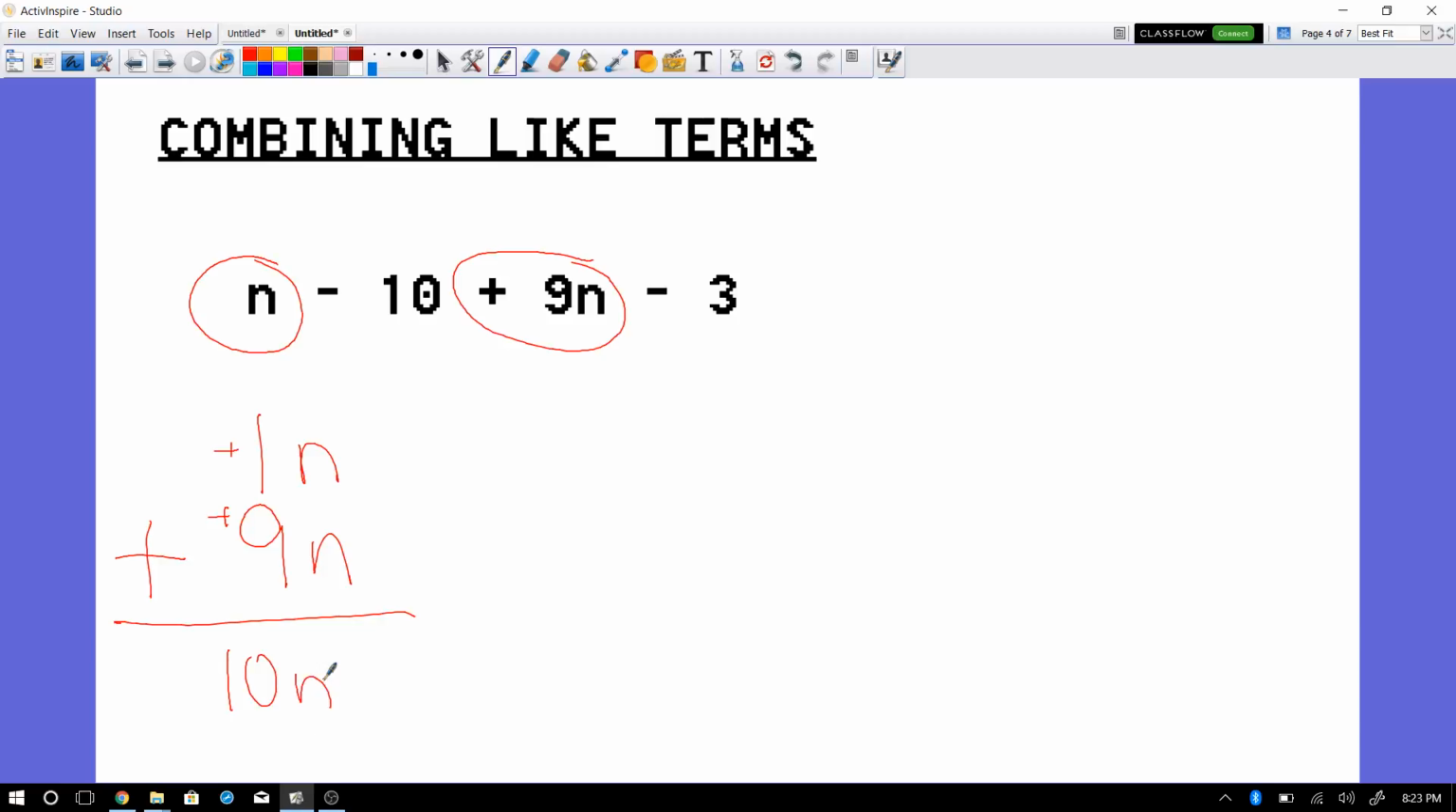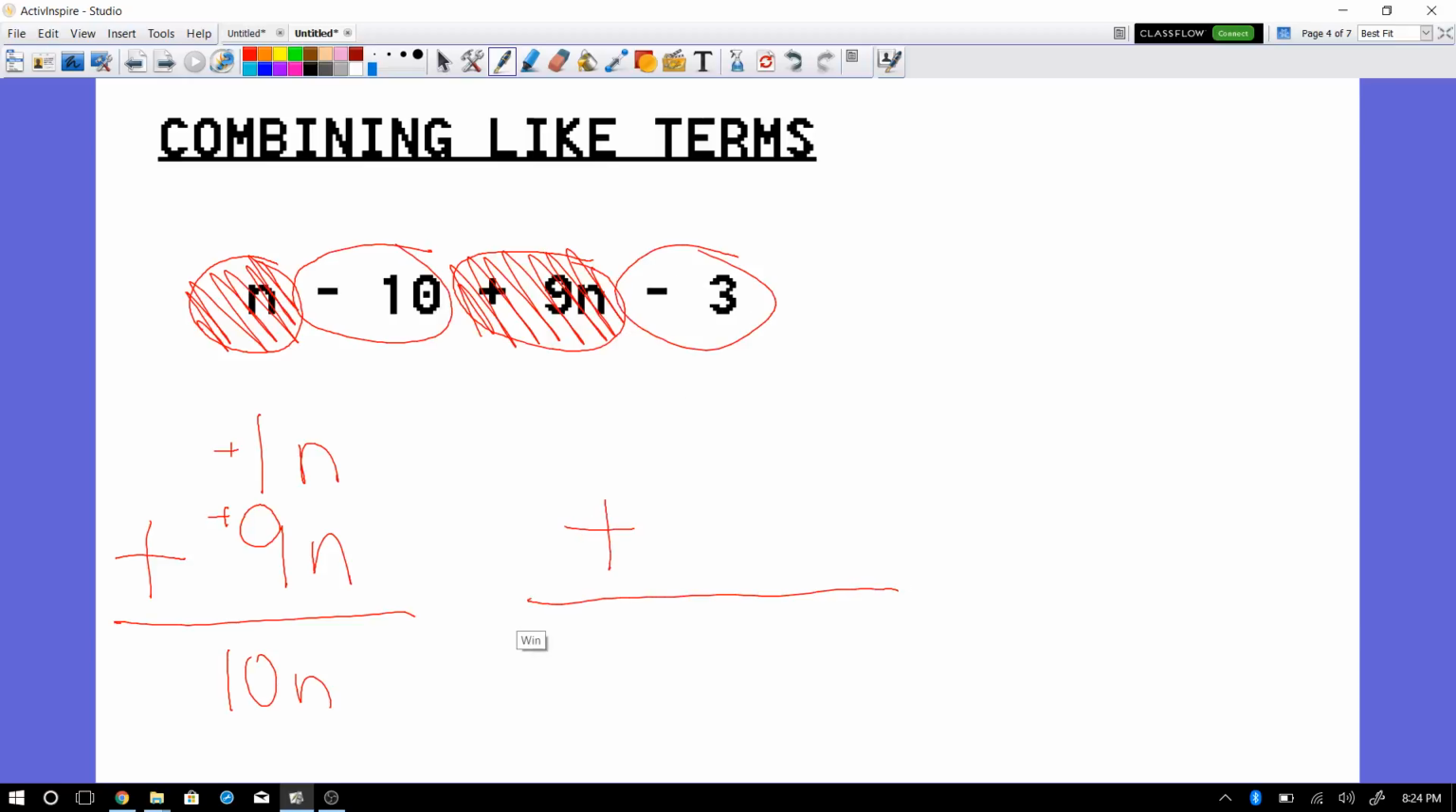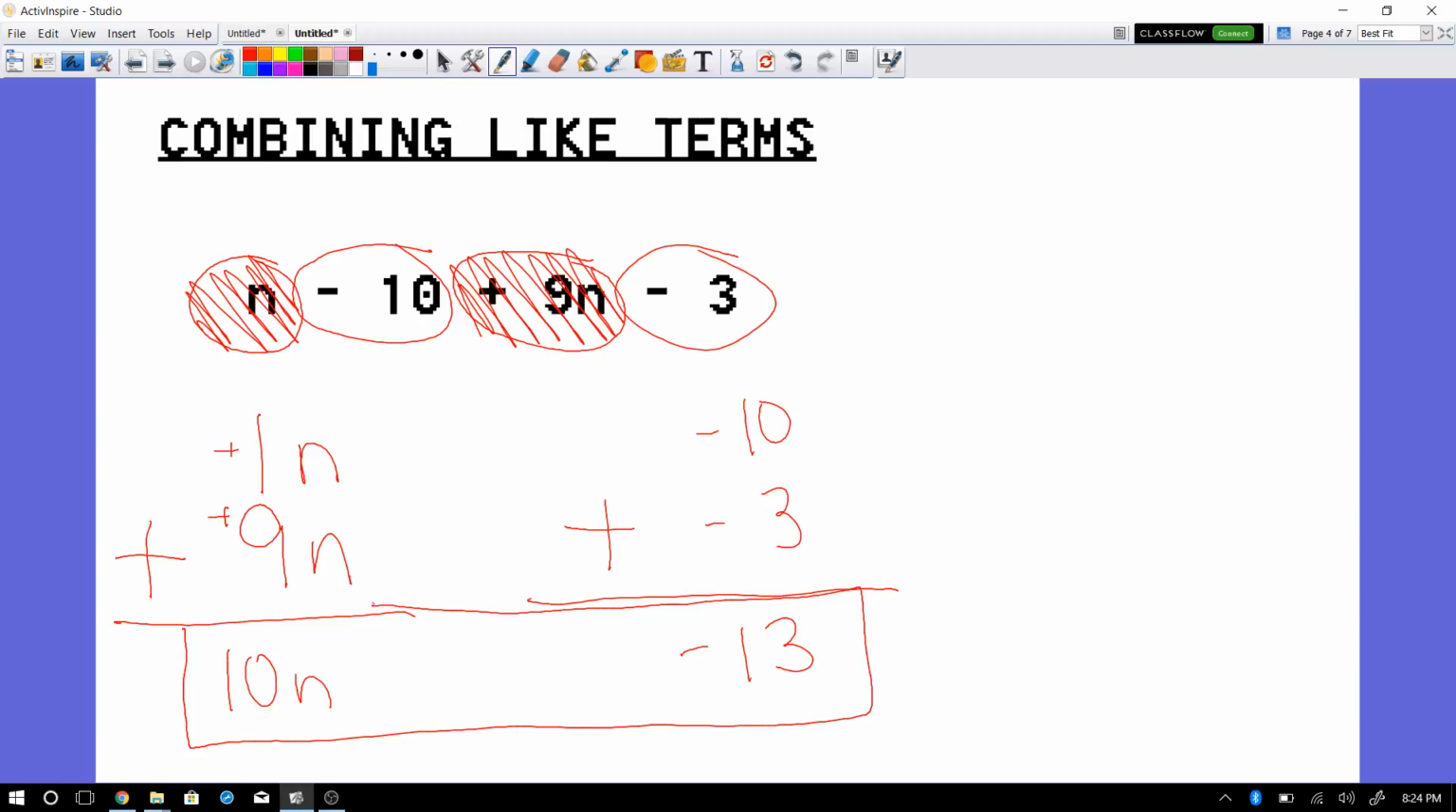10n. Okay. I use these two things up. Now the only two things left are a negative 10 and a negative 3. I know I'm going to be combining these two things, so negative 10 plus negative 3. 10 negatives plus 3 more negatives gives you 13 negatives. And look, there's our answer, 10n minus 13.